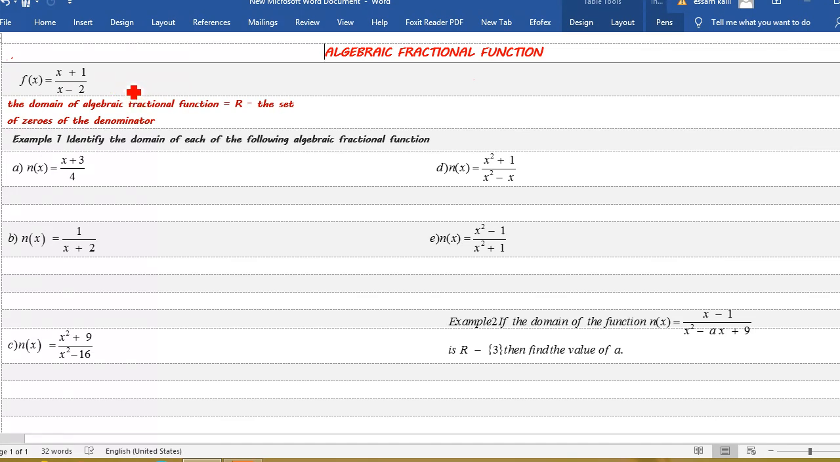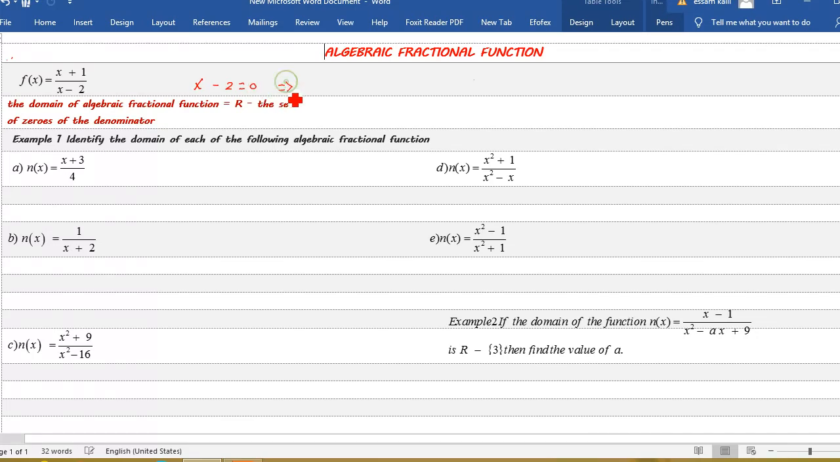إيه معنى الدومين؟ الدومين of the function equal R different sets of zero of the denominator. What is the number that makes this function undefined؟ يعني غير معرف. الدينوميريتور x minus 2 equal what? 0.